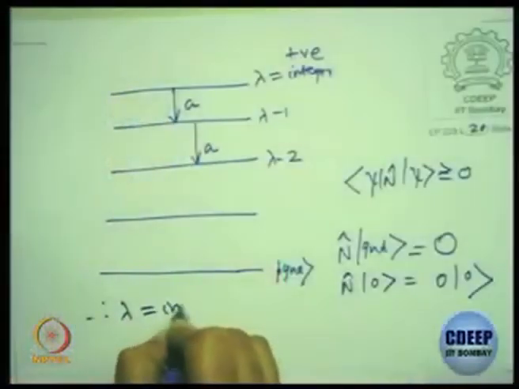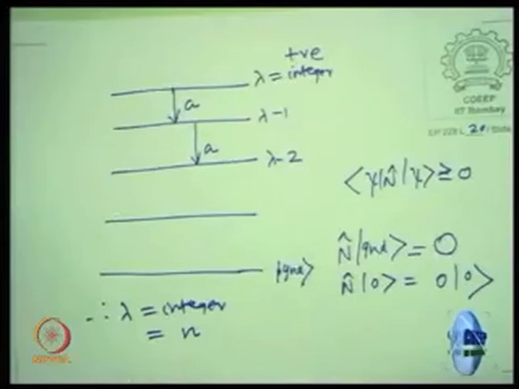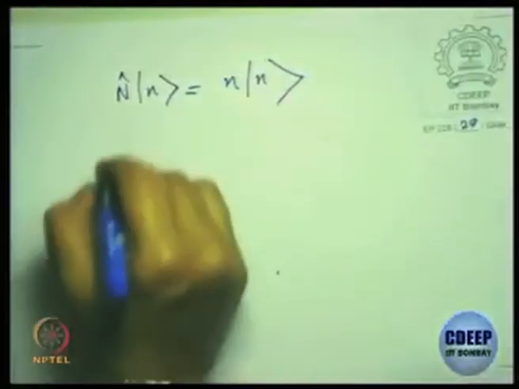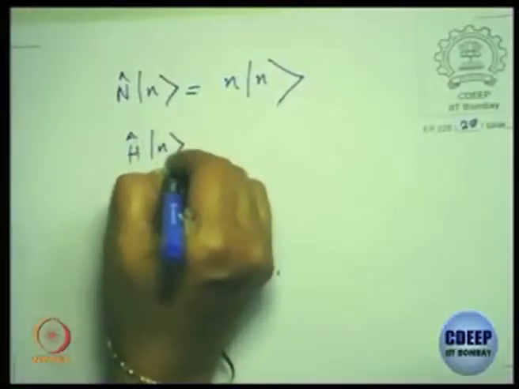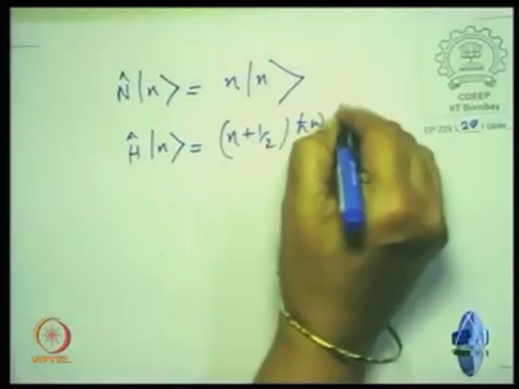So lambda is an integer, which we will denote by some n, and write our states as: n hat on n is n times n, and the Hamiltonian on n is n plus half times h cross omega on n.